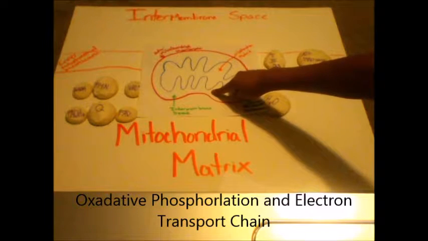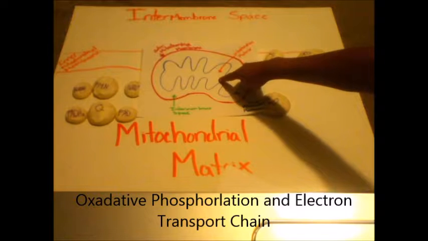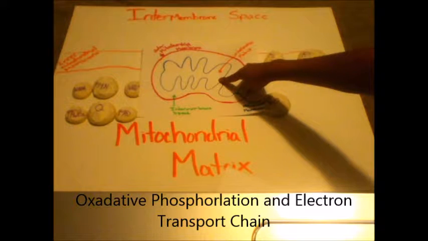In between these two membranes is the inner membrane space, where you'll see hydrogen ions accumulate throughout this process. On the other side of the inner membrane would be the mitochondrial matrix. This is where the Krebs cycle occurs, and it produces NADH and FADH2.